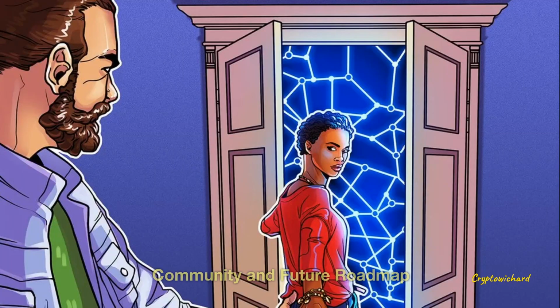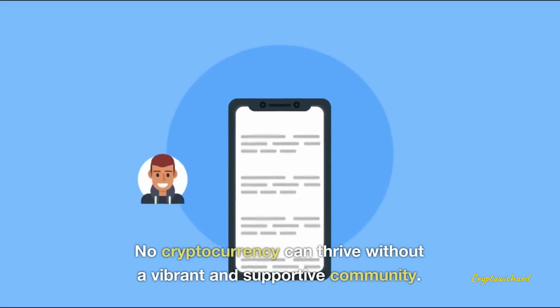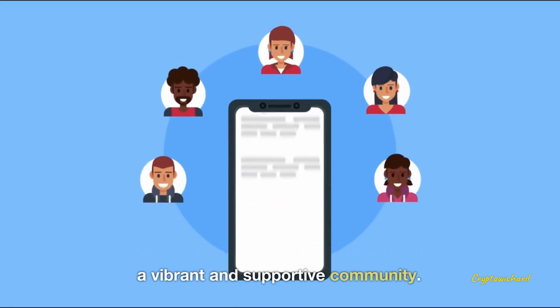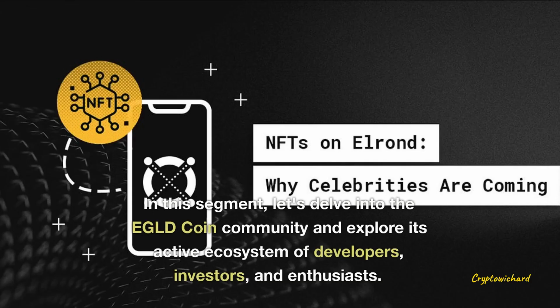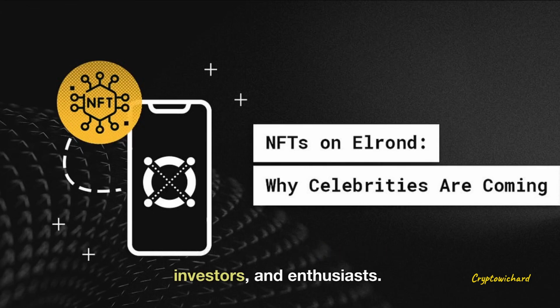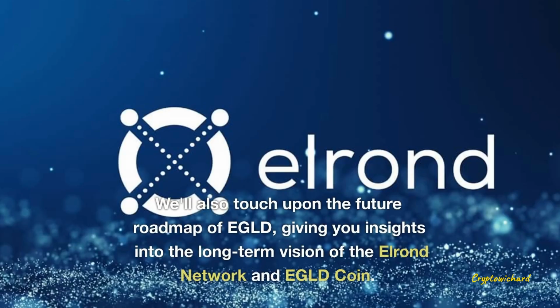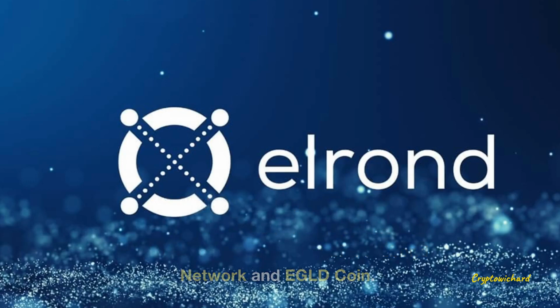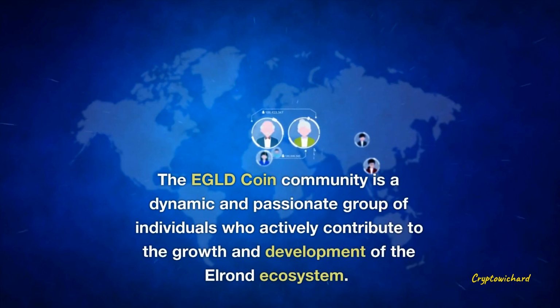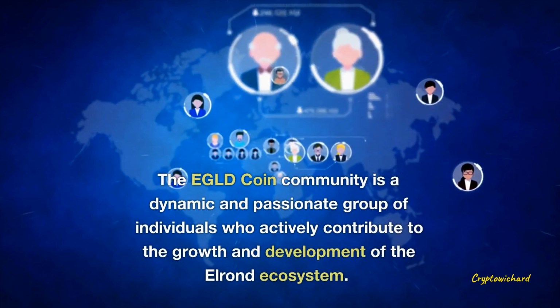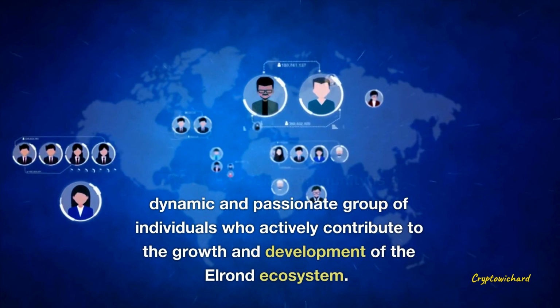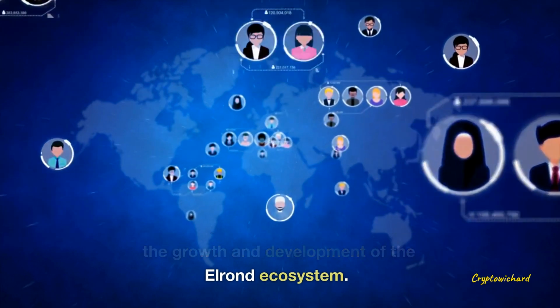Community and future roadmap. No cryptocurrency can thrive without a vibrant and supportive community. In this segment, let's delve into the EGLD coin community and explore its active ecosystem of developers, investors, and enthusiasts. We'll also touch upon the future roadmap of EGLD, giving you insights into the long-term vision of the Elrond network and EGLD coin. The EGLD coin community is a dynamic and passionate group of individuals who actively contribute to the growth and development of the Elrond ecosystem.